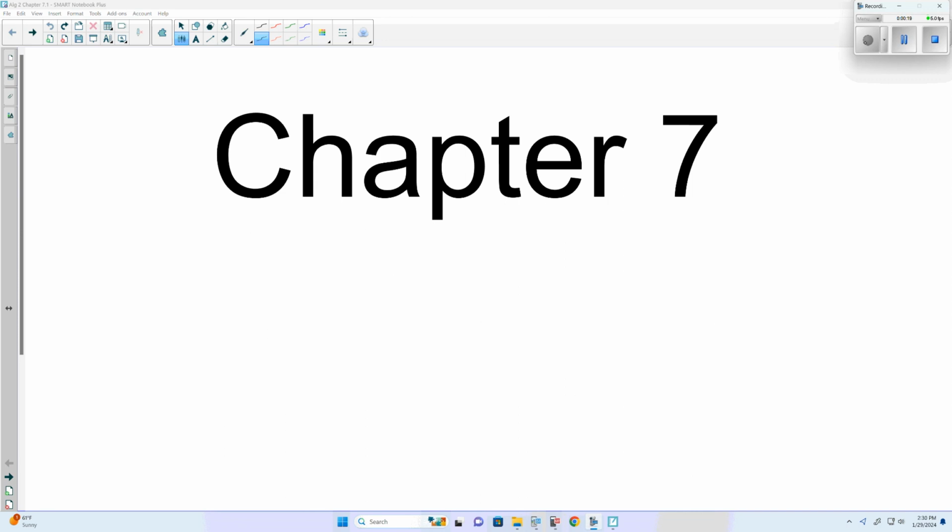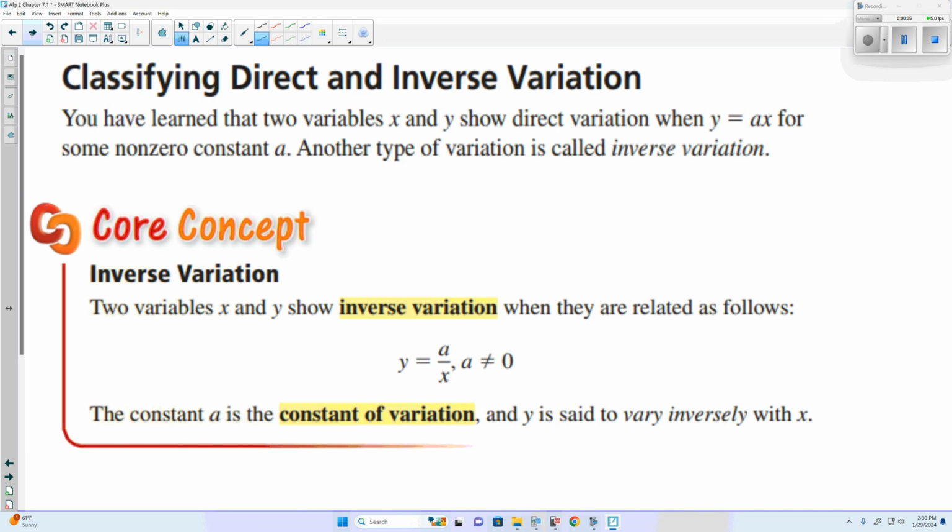So what we're starting today is Chapter 7. Chapter 7 is rational functions. So when we talk about rational functions, we're talking about fractional. So we're going to have variables in the numerator, denominator. We're going to be looking at fractions. And the first part that we're looking at is direct and inverse variation.